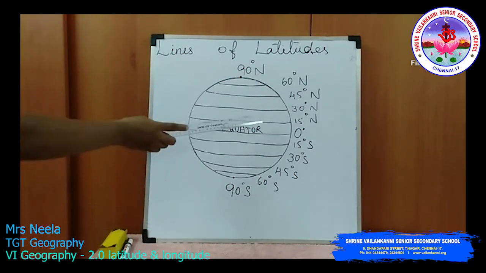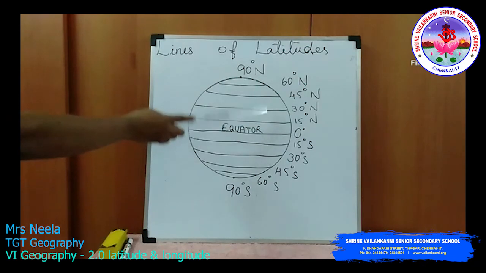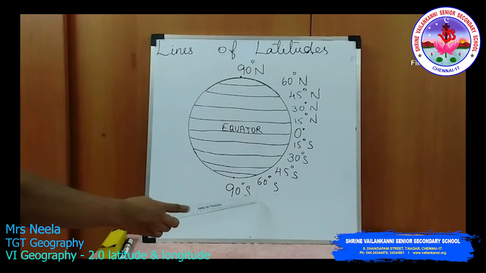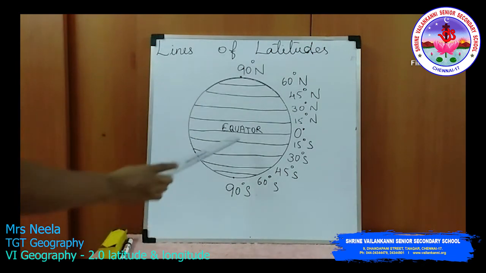They are numbered upwards and downwards from the equator, and they increase from 0 to 90 degrees to the north and 90 degrees to the south. The letter N represents north and the letter S represents south. In the northern hemisphere there are 90 degrees of latitude, in the southern hemisphere there are 90 degrees of latitude, and the equator is 1. So together we have 181 degrees of latitude.